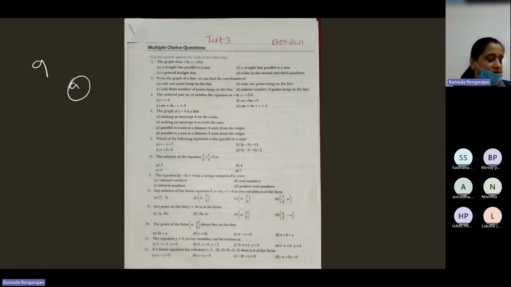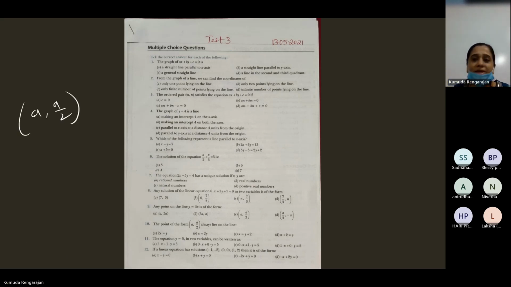The point of the form A, A by 2. Okay, A, A by 2, what do you understand? A by 2 means half. The y coordinate is half of the x coordinate. Look at the point A, A by 2. Or you can say that the x coordinate is double the y coordinate. How do we understand A, A by 2? The x coordinate is double the y coordinate, or the y coordinate is half of the x coordinate.